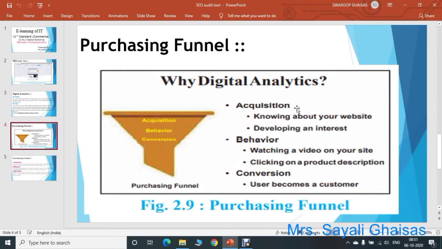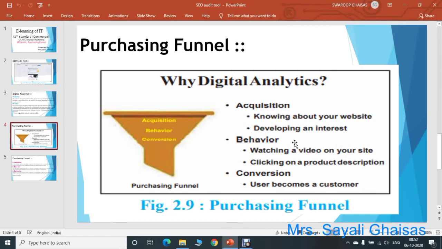First stage is acquisition. Acquisition means knowing about your website and developing an interest. Many people knowing about your website is not a little thing. They are visiting your website, that means they have an interest in your website. That is the first stage, that is the acquisition stage.